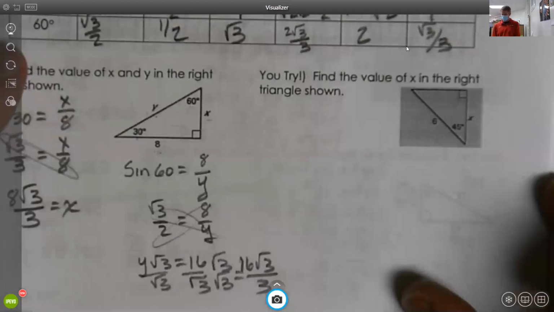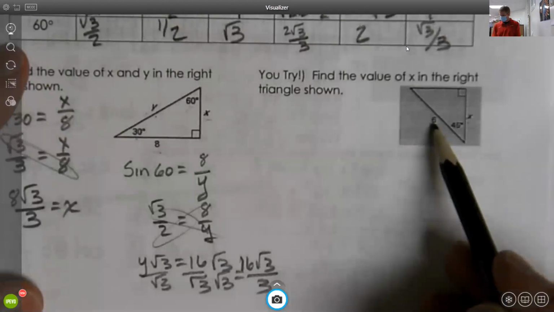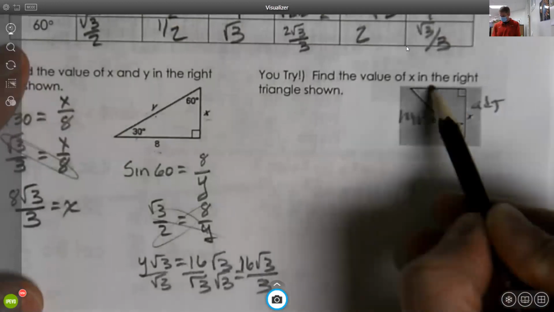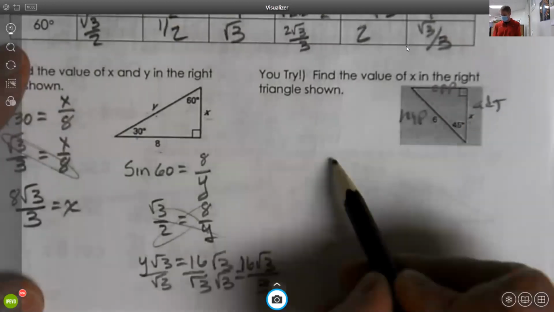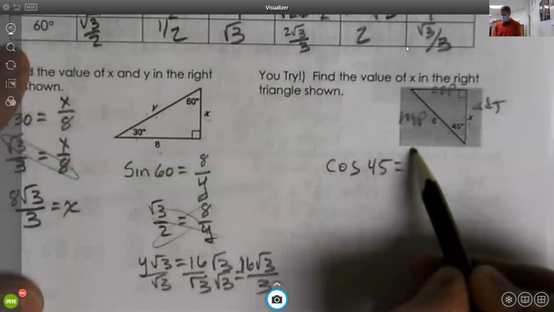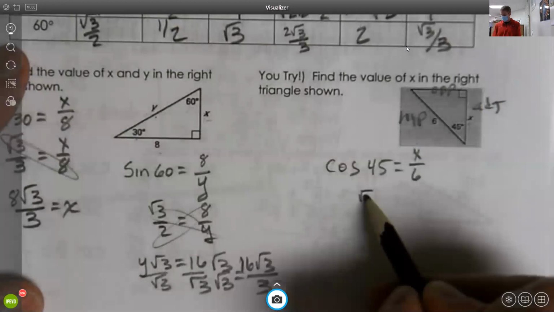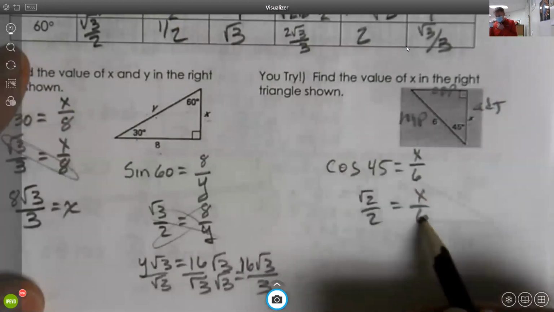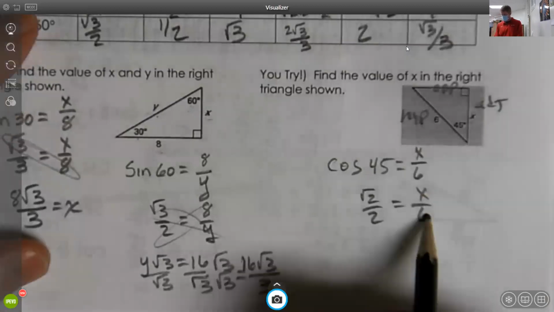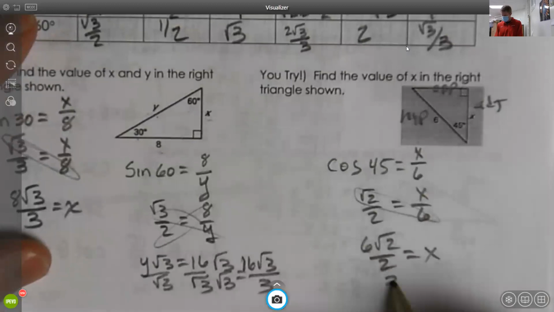If we're looking for the x value, that would be the adjacent side and the hypotenuse. Because across from it would be considered the opposite of the 45. So we know we're going to use the cosine of 45 equals the adjacent over 6. We know from our chart that root 2 over 2 is the value of cosine of 45. So we'll cross multiply. And we get 3 root 2.